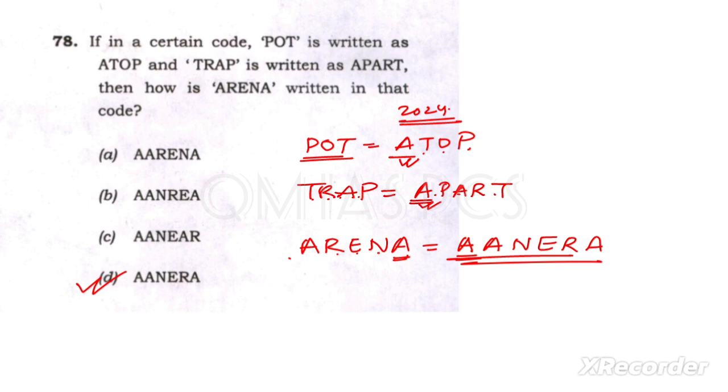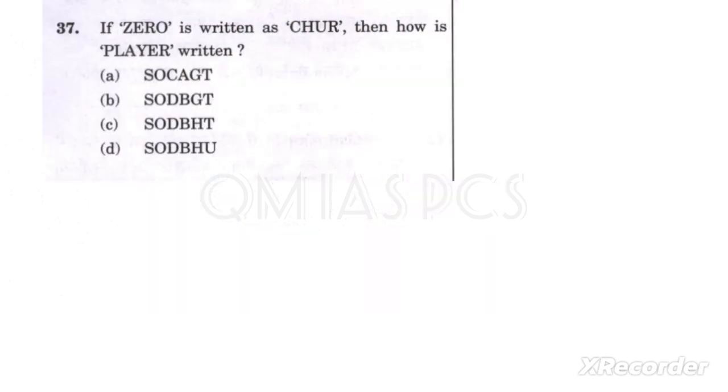So now look at this question. This is from 2023. As per many candidates, it was the toughest paper. So let's see whether it was actually toughest or not. Okay, so it is given that ZERO is written as CHUR. So how can we write PLAYER?